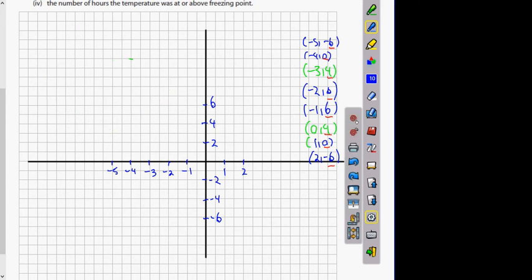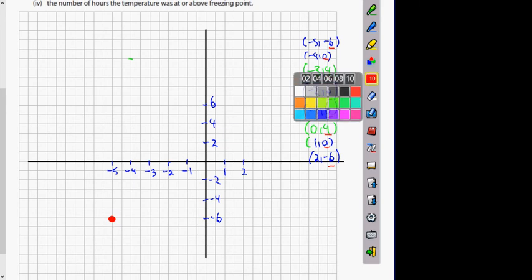Okay. Now, what happens here, guys? We've got to draw this. So what are my points? -5, -6. N shape as thought. -4, 0. -3, 4. -2, 6. -1, 6. 0, 4. 1, 0, and 2, -6.